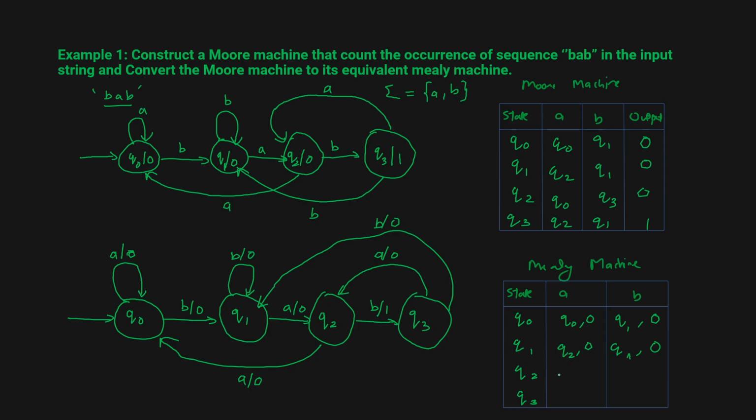Now in Q2, what happens? If you get input A, you are going to Q0 and the output associated is 0. If you get input B, you are going to Q3, and the output associated is 1. And in Q3, what happens? If you get input A, you are going to Q2 and the output is 0. And if you get B, you are going to Q1 and the output is 0. So this is the Mealy machine's equivalent transition table.